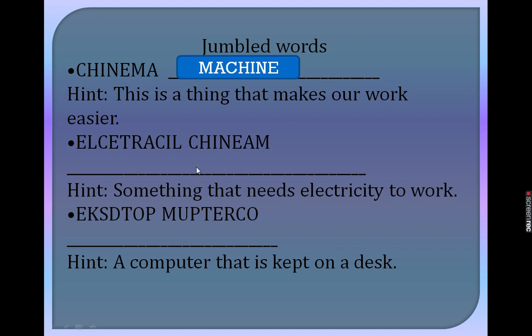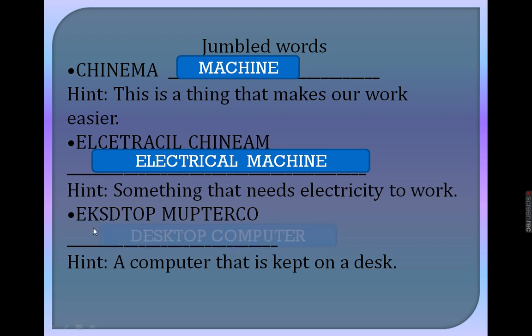Yes, electrical machine. E-L-E-C-T-R-I-C-A-L, electrical machine. A computer that is kept on a desk, desktop computer.